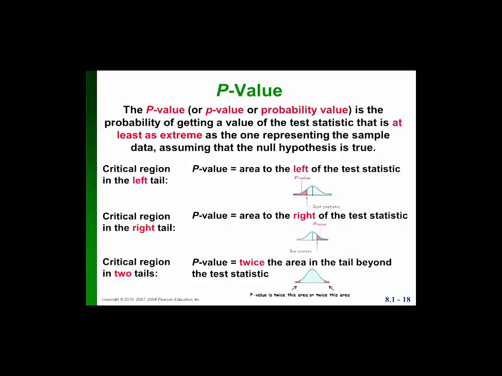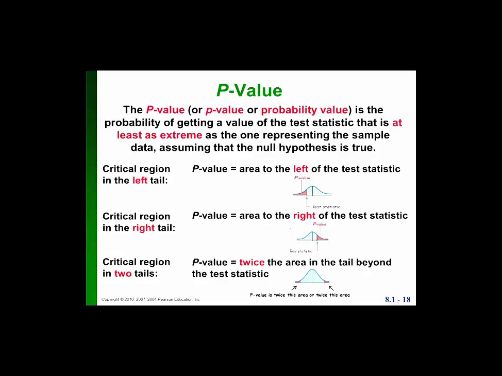Sample proportion, not sample mean, sample proportion. With a hat on it: p-hat. Remember, p-hat is the sample proportion. P with no hat is the population proportion. Now we have a capital P, the p-value. That has nothing to do with the other two.